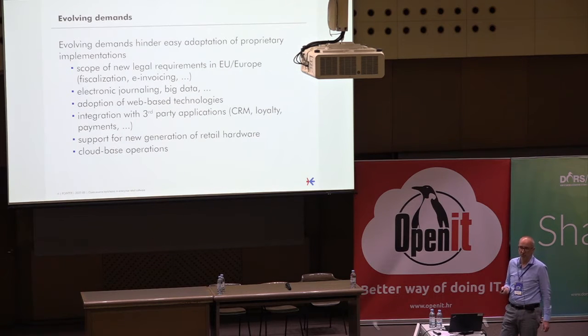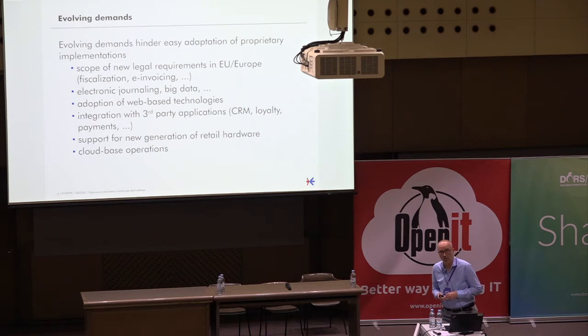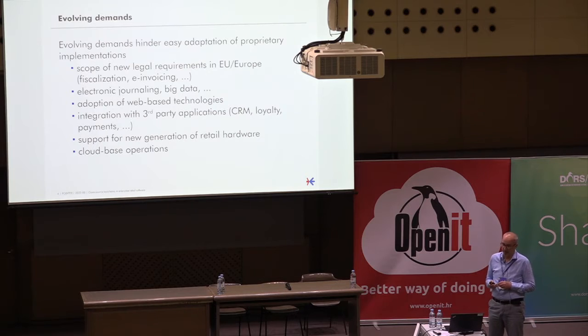And to compete with that, obviously, retail is a changing industry, an evolving industry, and the demands presented today and for the future, obviously, somewhat hinder easy adaptation of these proprietary implementations. We typically now deal with a whole new scope or an ever-changing scope of legal requirements in all of Europe, typically fiscalization, electronic invoicing, things like that. There are some technological advancements, electronic journaling, big data in general. Web-based technologies are something that retailers are very keen on adopting, or have been keen on adopting in the past decade, let's say.